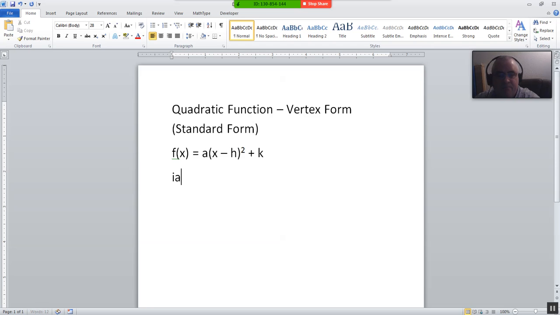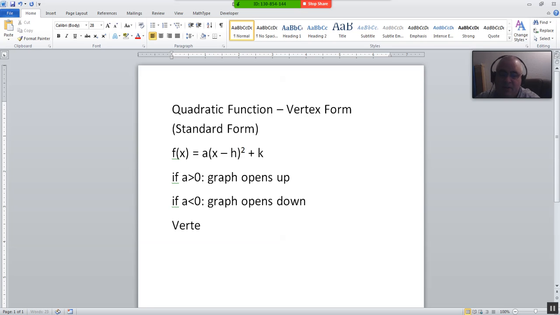Now if a is greater than 0, it's positive, and my graph opens up. If a is less than 0, my graph opens down. Your vertex, which is also your highest point or your lowest point, is h, comma k. Your axis of symmetry, which I'll abbreviate as AOS, is x equals h.